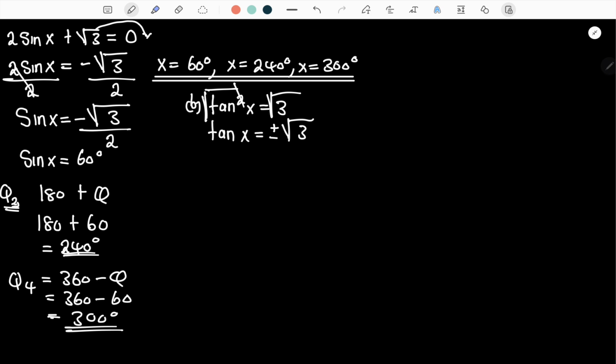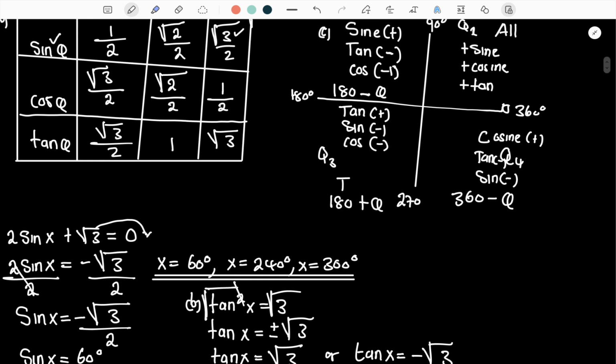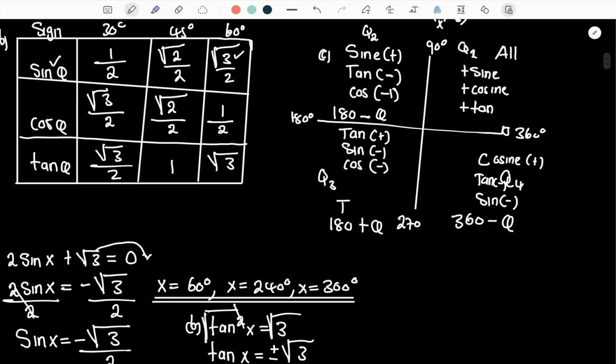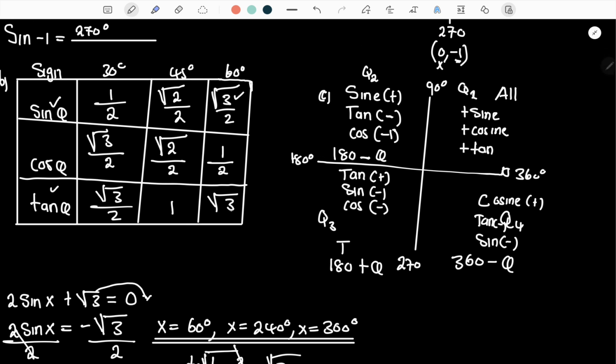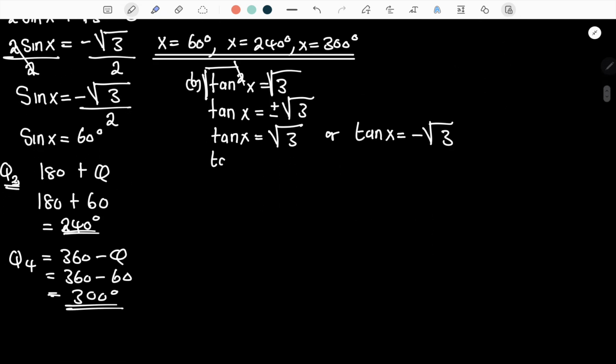So we are going to have two equations. The first equation is tan x is equal to square root of 3. The second one is tan x is equal to negative root of 3. Then we shall be able to find both. Now you need to go into your box. Where exactly is tan square root of 3? Tan is here, and you have the square root of 3 here. What angle is that? It is 60 degrees on top. So for this part, x is equal to 60 degrees.